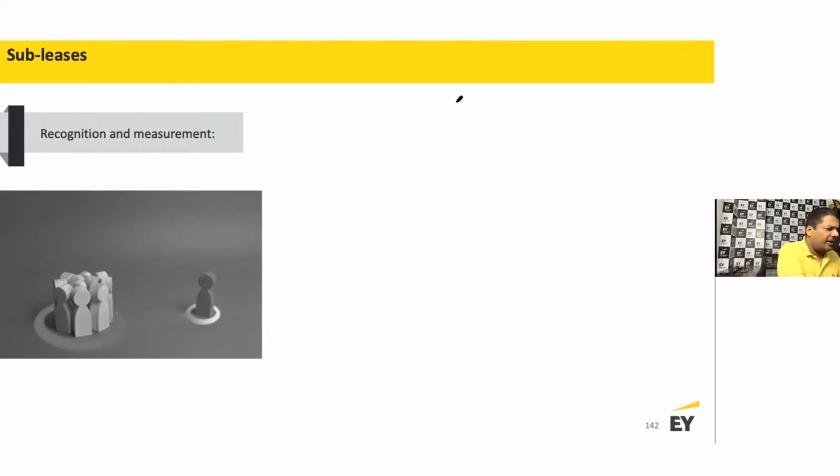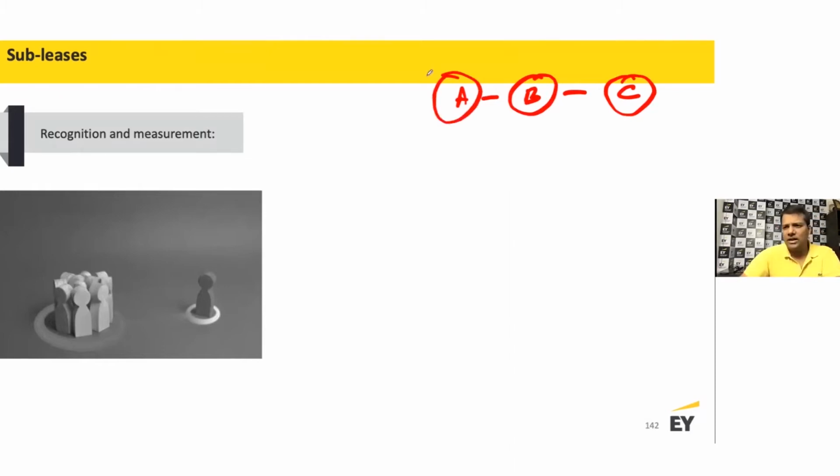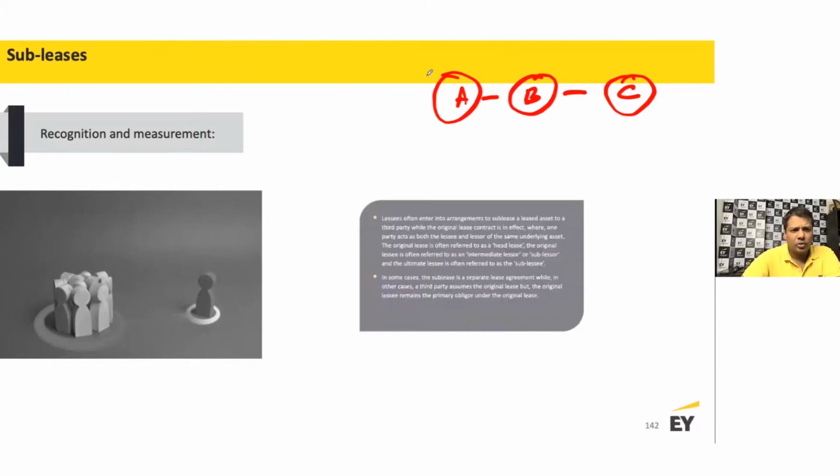If there are three parties, A, B, and C, B has become the intermediate lessor. So how does B account for it as a lessor? C will account for it as an end user, as a lessee. A is anyway the original lessor. That's how you need to understand this.